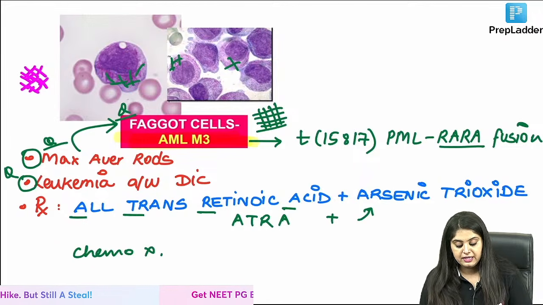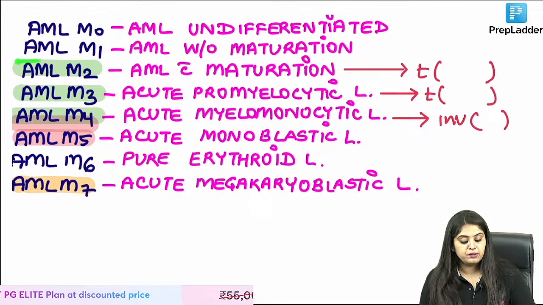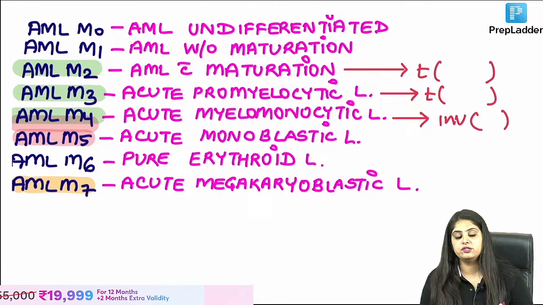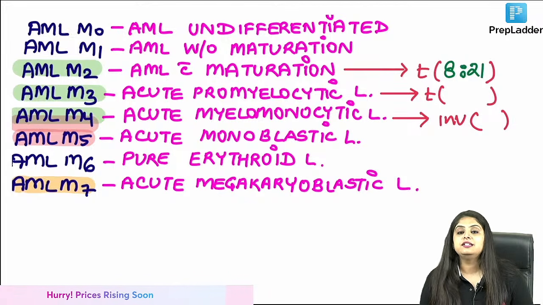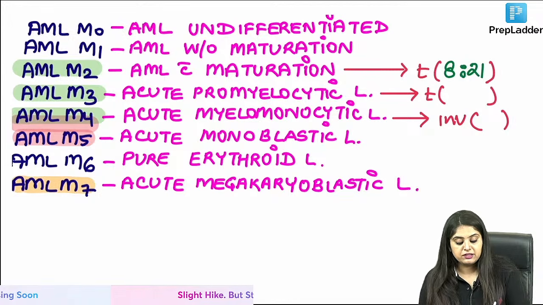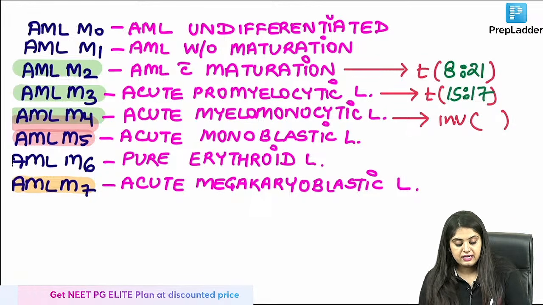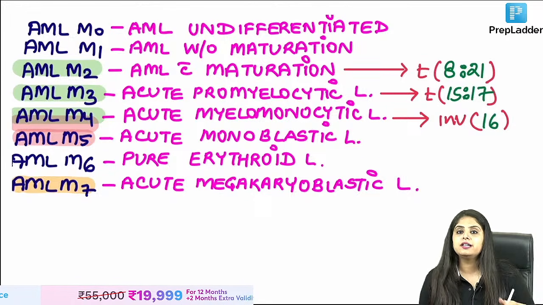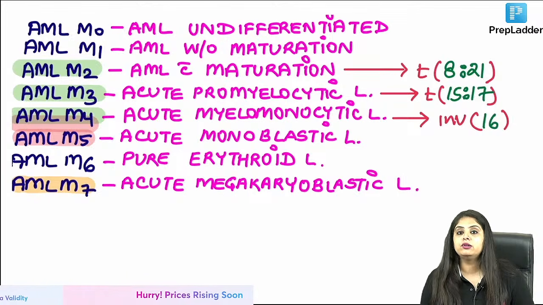Now you will tell me that out of all these, ma'am, that table you have written once again, just the most important translocations of M2, M3, M4, you will tell me. Translocation 8;21 is seen in AML M2. Translocation 15;17 is seen in AML M3. So nice, you guys know it. And then inversion 16 is going to be seen in AML M4. We've learnt it as mathematics. So we used to take LCM, we used to take multiples. We are going to take out multiples.